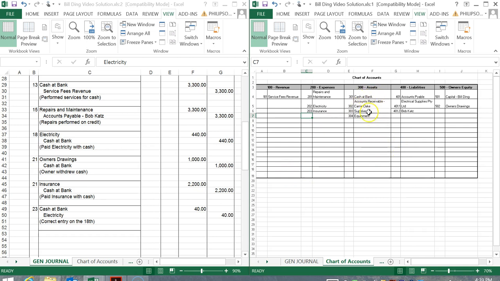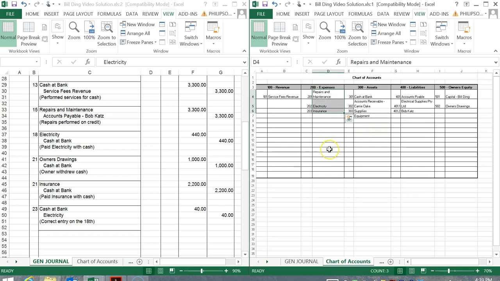Again, remembering our assets, we want them in order of liquidity, so cash at bank will always be at the top. Typically, yes, I put accounts receivable next, then supplies, then equipment, furniture, then motor vehicles, and then land and buildings if we have such things in our list.